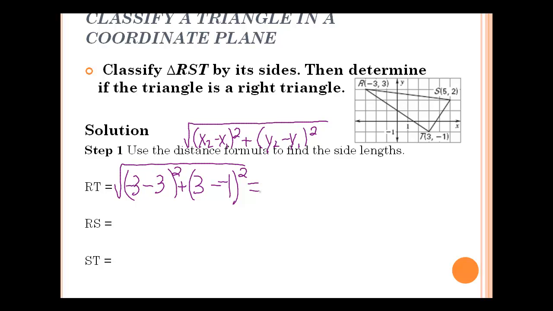Negative 3 minus 3 is negative 6 squared. Still got my square root and my plus. 3 minus a negative 1 becomes plus, so that's 4 squared. Okay, so negative 6 squared is 36. 4 squared is 16. 36 plus 16 is 52. So this is the square root of 52, which is about equal to 7.2.